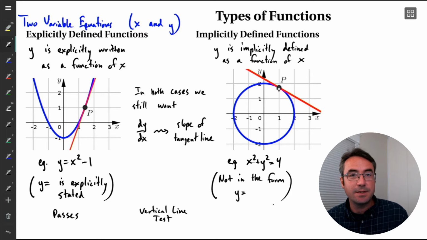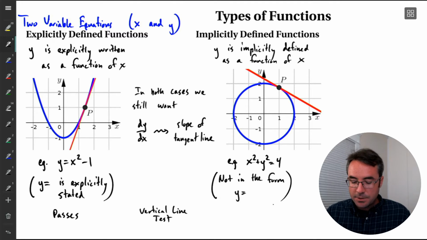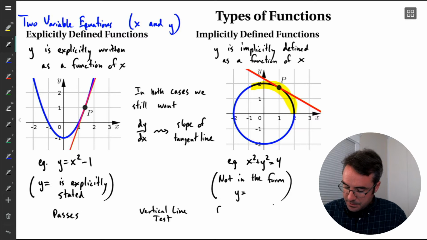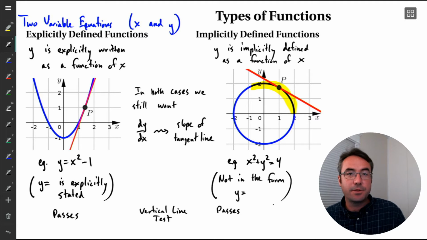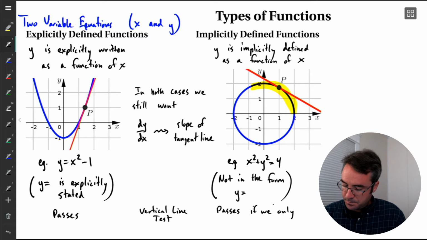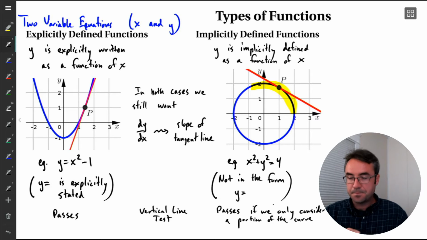So sometimes this happens where we can only consider part of the curve. And normally we're interested in a particular point, so we just consider a portion of the curve around that point. So it's still going to pass, but only if we consider just a portion of the curve. All right, so we're going to see some examples of this.